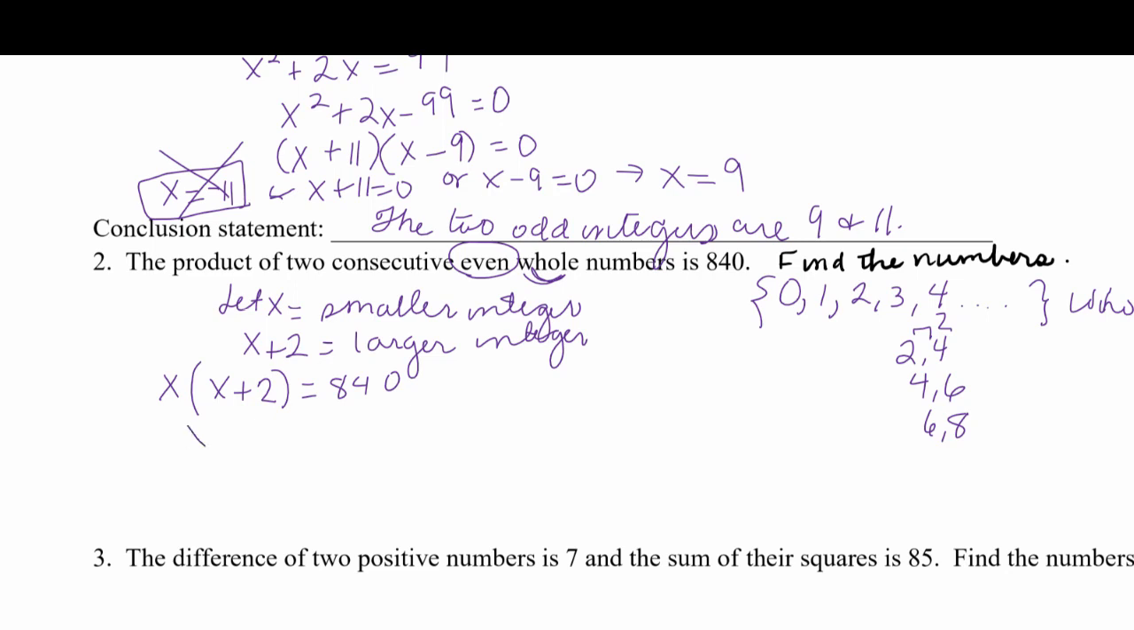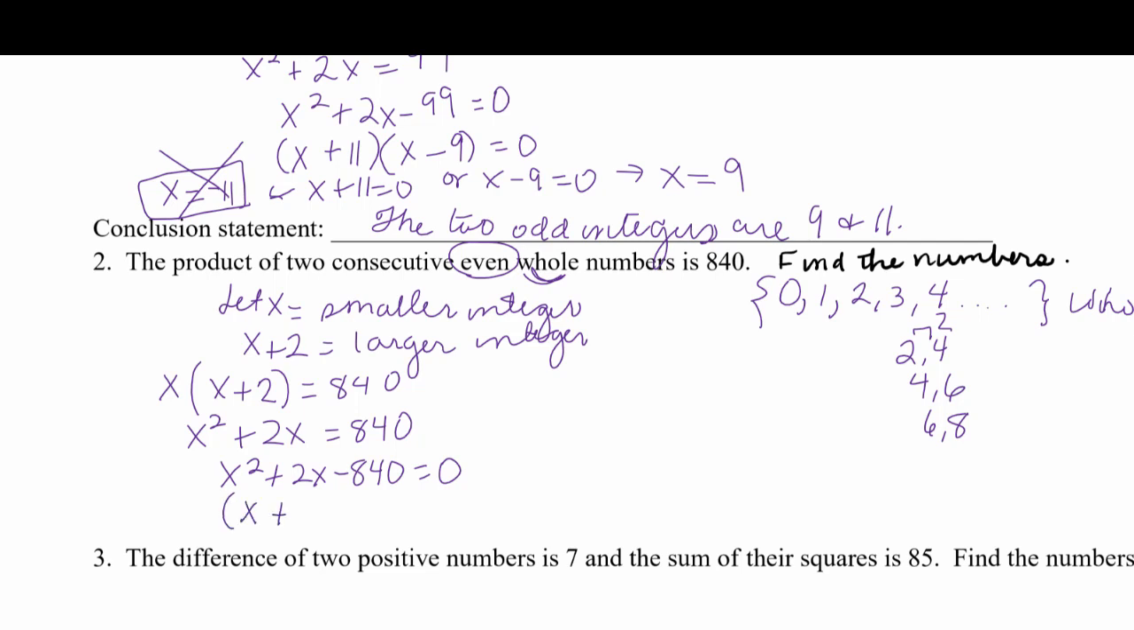And then we're going to distribute. So x squared plus 2x equals 840. And so we've got, again, a quadratic equation that is not in standard form. So we're going to subtract the 840 and get a 0 on one side. And this factors.